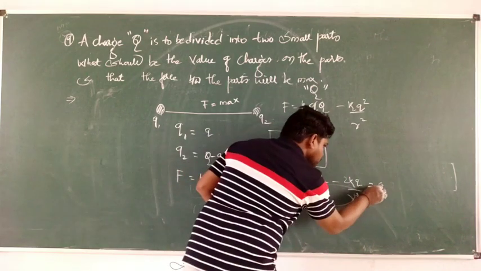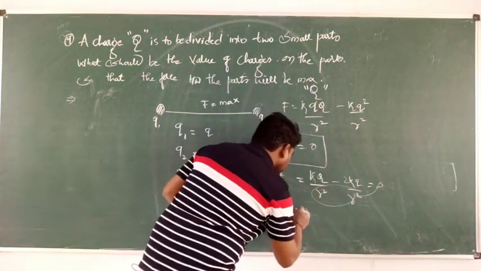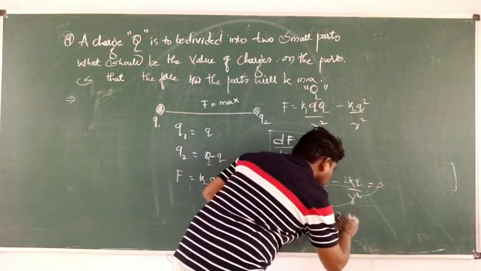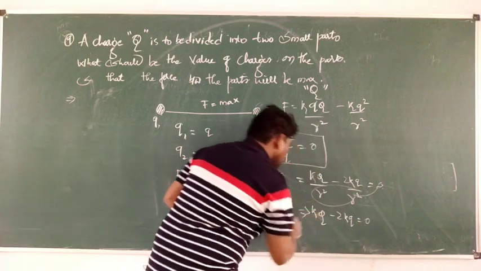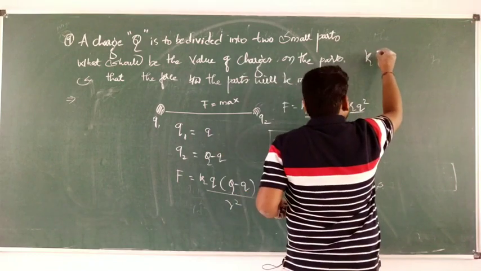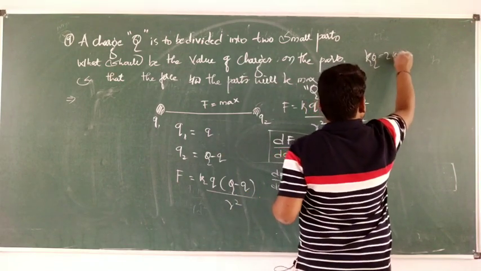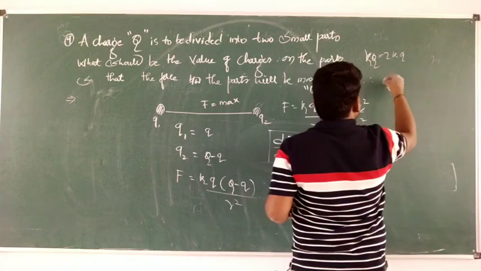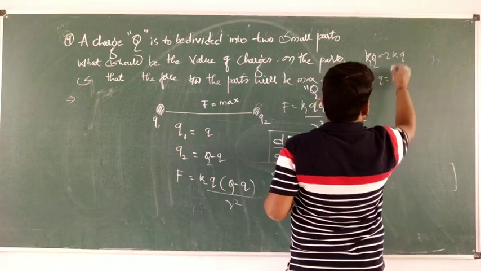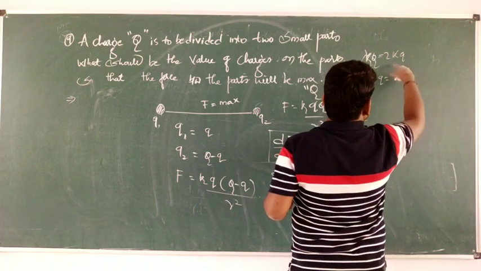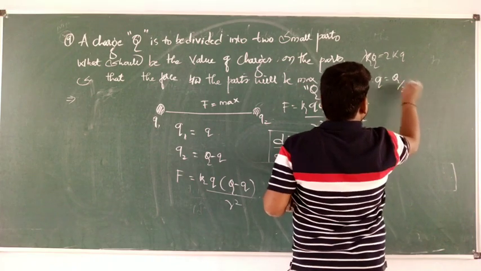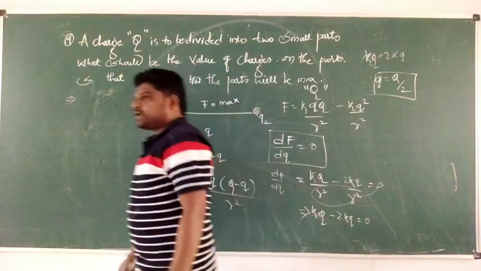If you send this to the other side, you will be left with KQ minus 2Kq equals 0. Fine. So you transpose this, KQ equals 2Kq. Your intention is to calculate q. Therefore q equals, K gets cancelled, Q by 2. q is equal to Q by 2.